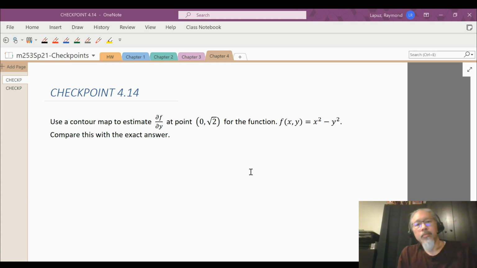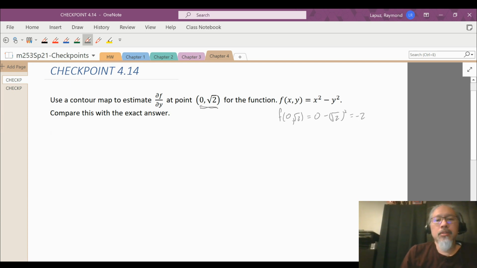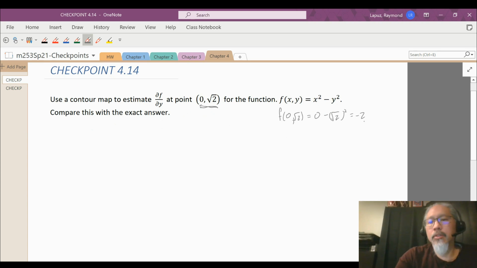Okay, let's take a look at our level curves. We want the level curve that contains this point. To make sure it contains the point, we put (0, square root of 2) into the function: 0 minus square root of 2 squared. That's equal to -2. So -2 is the c value that we want. C is equal to -2 in finding the level curve.